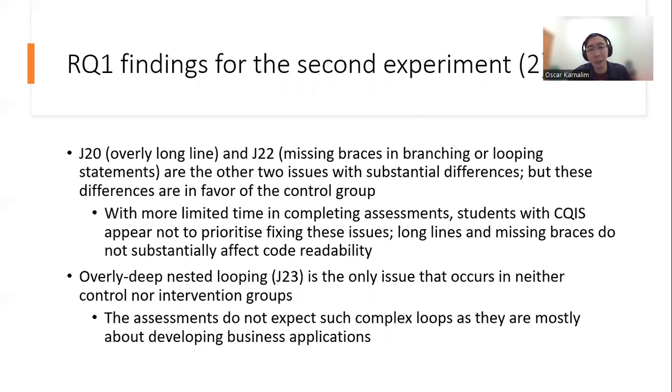Overly deep nested looping is the only issue that occurs in neither control nor intervention group. The assessments do not expect such complex loops, as they are mostly about developing business applications.